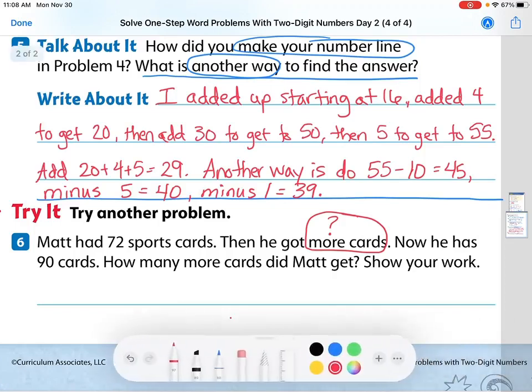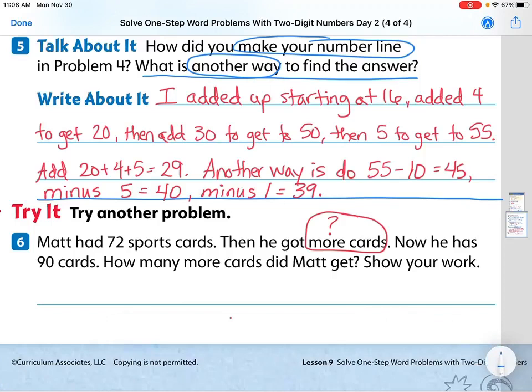Show your work. All right, well, let's go ahead and circle what we know. We know that he started out with 72 cards. He got more cards to add to that, and when you add those two numbers, we get 90. So before you solve the problem, let's come over here and we're going to make a bar model, and we're going to show that we have a total of 90, and 90 is our total, so it goes at the top. We start with 72, and then our more cards that we add to that is the question mark.